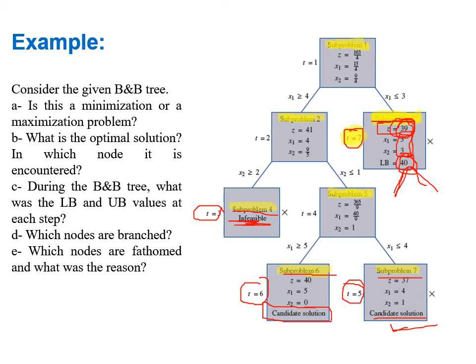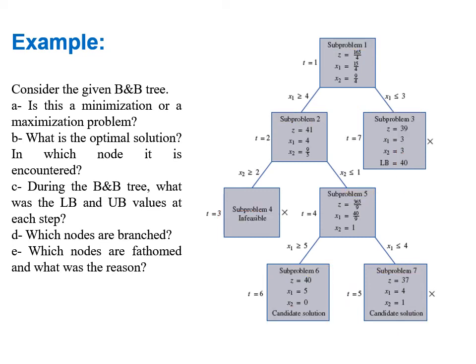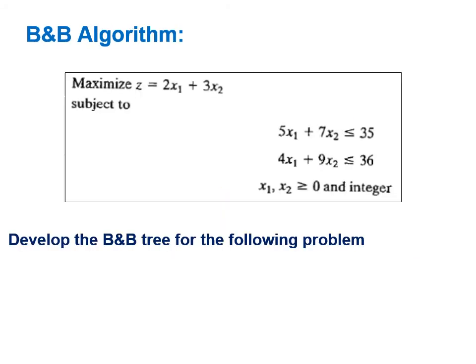So for this last one, you can write two reasons: either fathom because of integer feasibility or fathom because of bound. Both of them are okay.